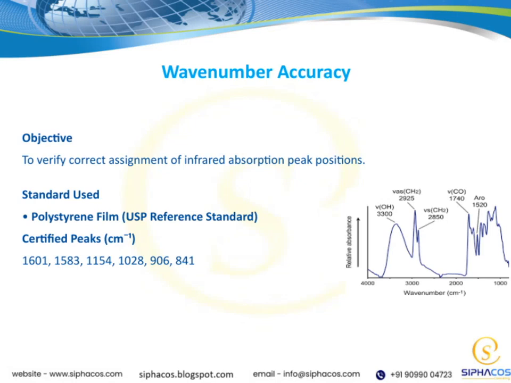All right, let's talk about wavenumber accuracy. The main objective here is to verify that the infrared absorption peak positions are correctly assigned. In other words, we want to make sure that the peaks we're seeing actually correspond to the right vibrations in the sample. To do this, we use a standard, which in this case is a polystyrene film, and it's a USP reference standard. This standard has certified peaks at specific wavenumbers, namely 1601, 1583, 1154, 1028, 906, and 841 centimeters inverse. These known peaks serve as our reference points.